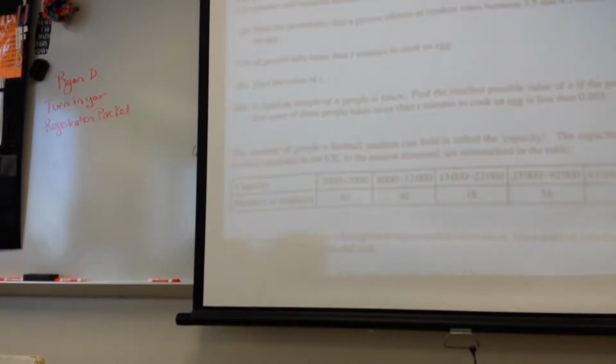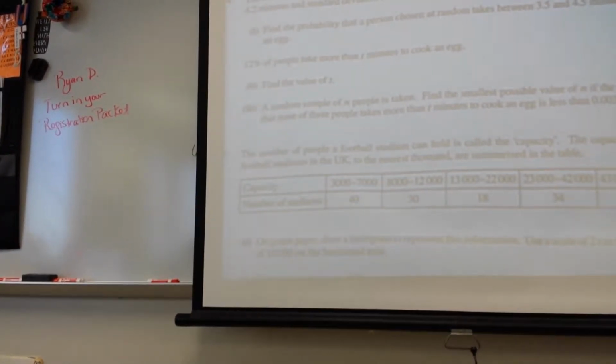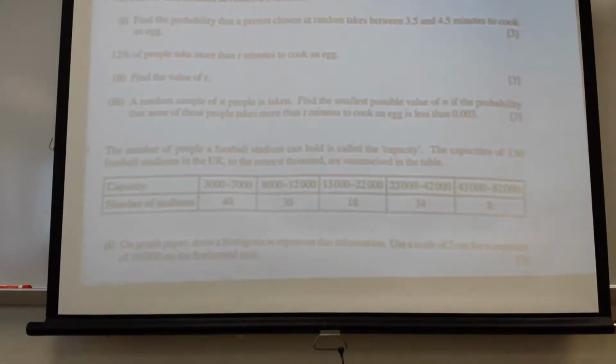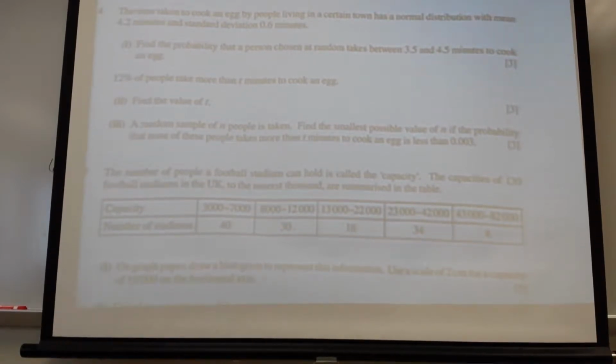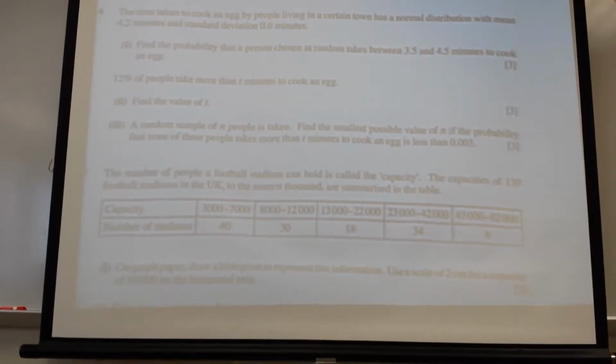Okay, so for everybody that wants to look at it. Time taken to cook an egg by people living in a certain town is a normal distribution with a mean of 4.2 minutes and standard deviation of 0.6. Find the probability that a person chosen at random takes between 3.5 and 4.5 minutes to cook an egg.